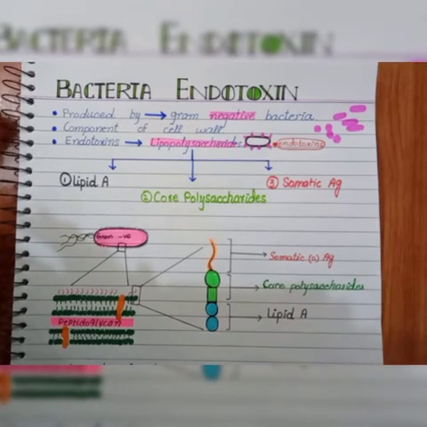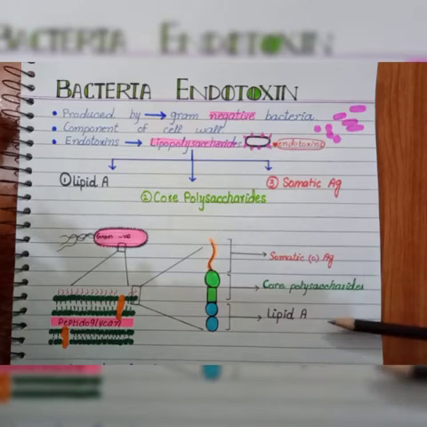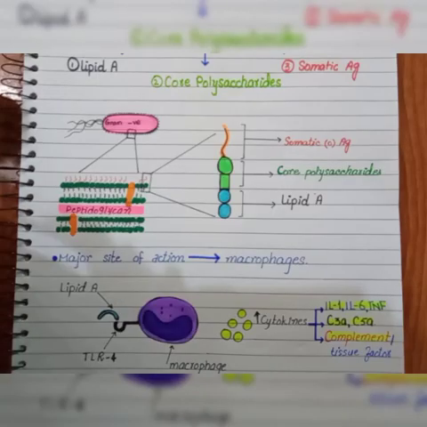As we know, the outer polysaccharide, the somatic O antigen, basically consists of 25 repeating units of 3 to 5 sugars, and that is used to identify clinical laboratory organisms, and the lipid A is responsible for toxic effects. Now let's move to the mode of action of endotoxin.